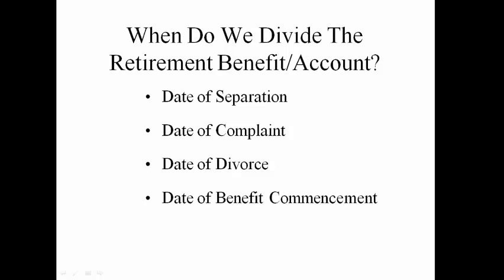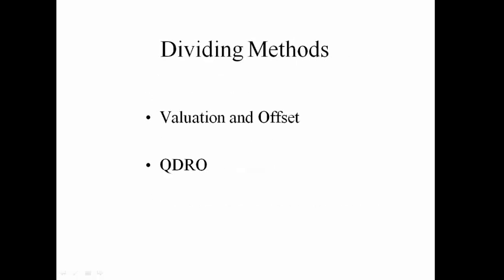The last choice, an important choice, is we don't divide the marital assets retirement plan until the benefit or account commencement happens at some point, sometime in the future. And as we will see later in the examples I provide to you, there are significant differences between each of these dates, especially the last one. So let's go on to the next slide.